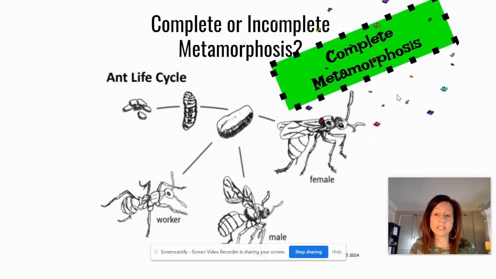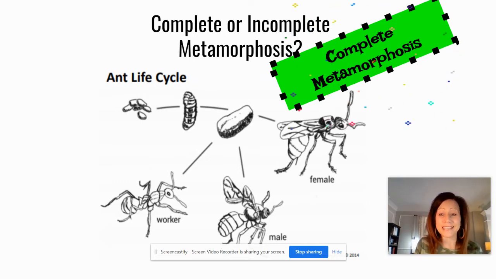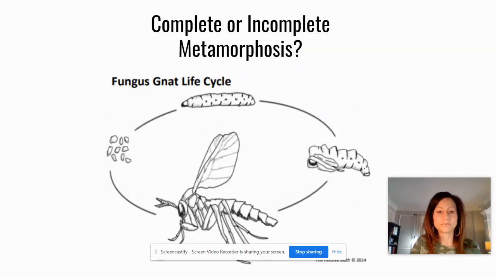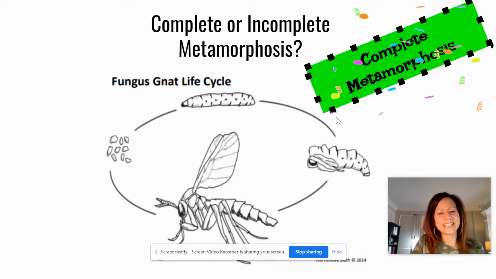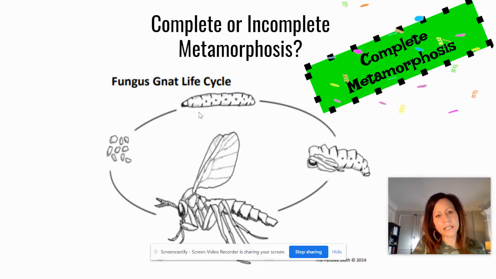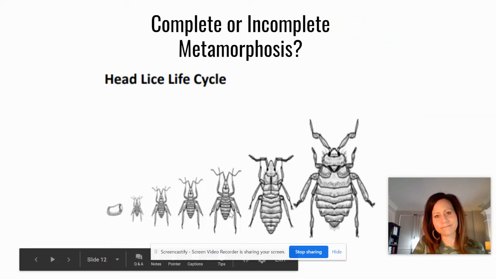4 complete stages from which the insect changes very drastically from a worm-like egg to a worm-like larva to a chrysalis to an adult. Okay, is this incomplete or complete metamorphosis? Okay. Good. Complete metamorphosis. An egg to a larva to a pupa to a full adult with wings.